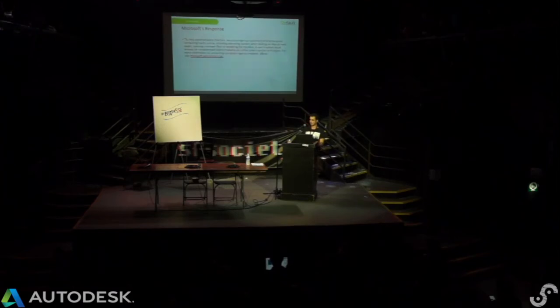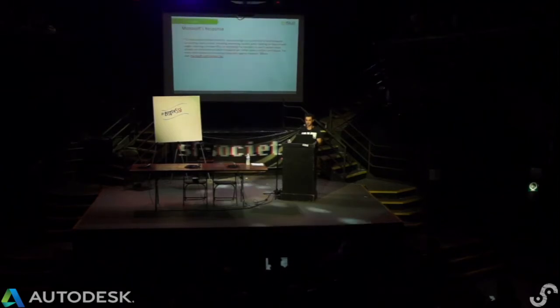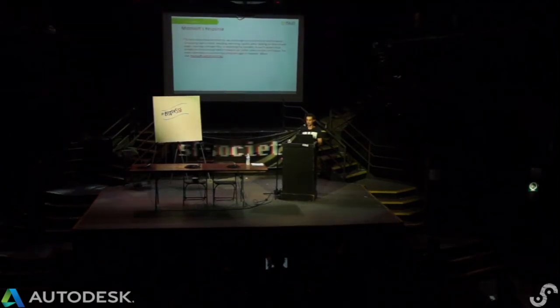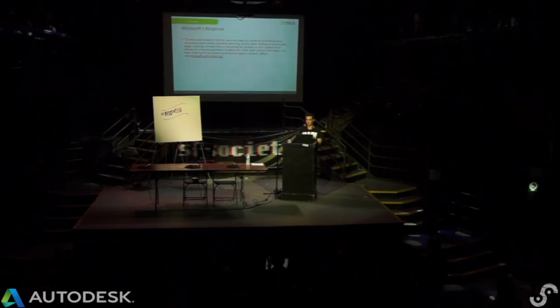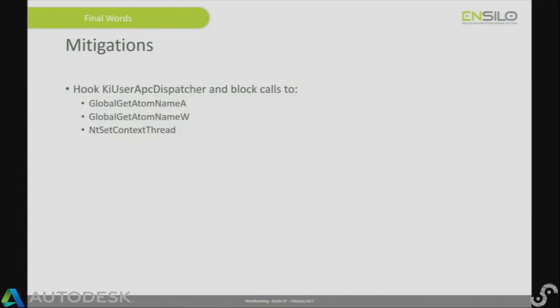As for Microsoft's response to this, basically the response is that they're not really interested in post-exploitation techniques. Well, we all know that compromise is inevitable, and we do have to deal with post-exploitation techniques. And so the best course of action for third-party security vendors would be to hook KiUserApcDispatcher and just block calls to GlobalGetAtomName and to NtSetContextThread, which nobody should be calling in the first place, so this will never generate any false positives. And this should block any implementation of AtomBombing, because this is the core of it, and there's really no way around this.